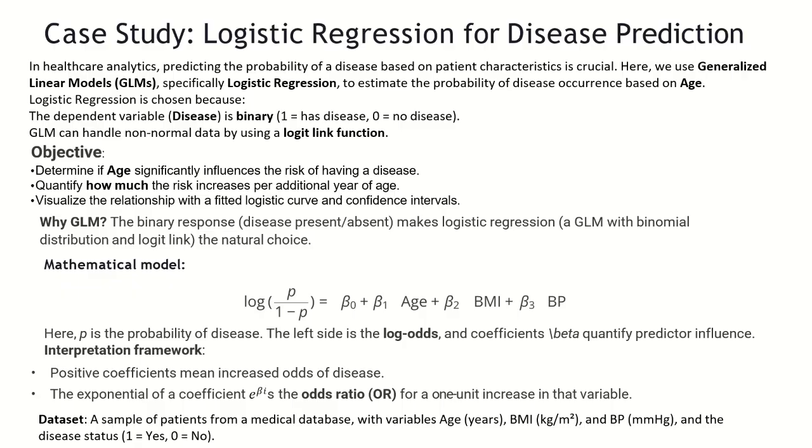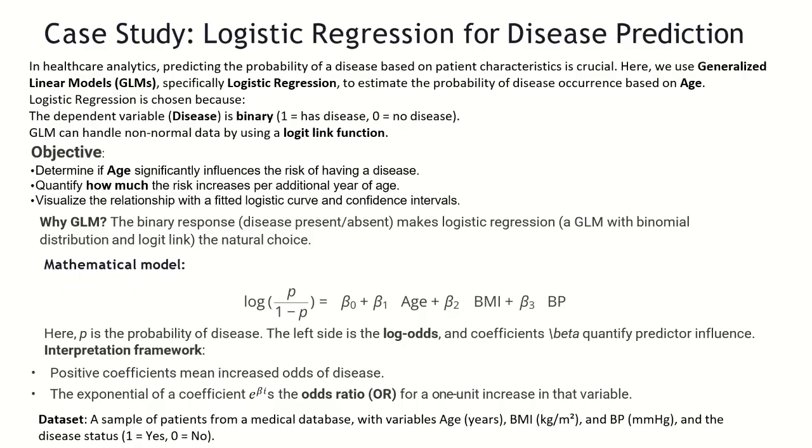In this case study, we use a logistic regression, a type of GLM with a binomial distribution and logit link, to predict the probability of a disease based on age, BMI, body mass index, and blood pressure. Logistic regression is ideal because the outcome variable is binary. Either the patient has a disease or not. Our goal is to assess whether age significantly influences the disease risk, quantify that effect, and visualize the relationship with a fitted curve.